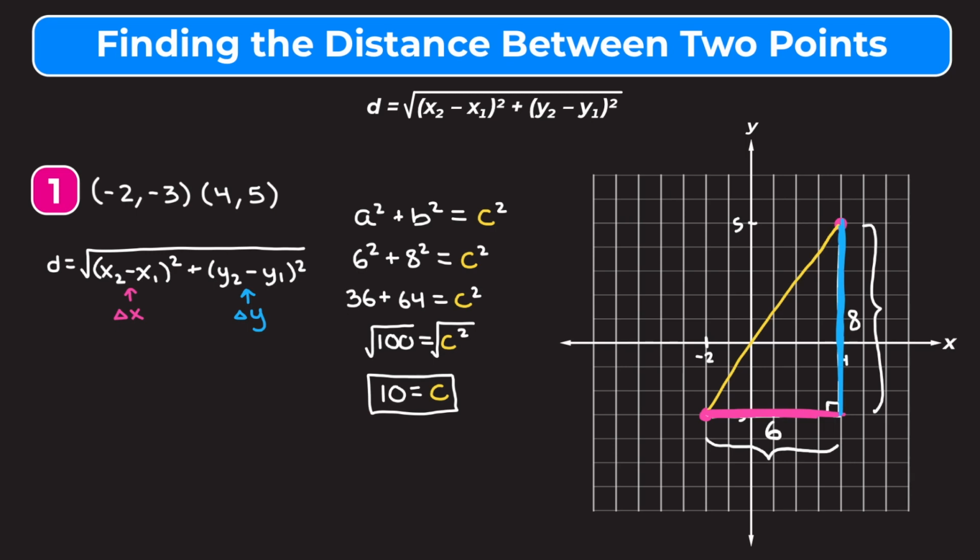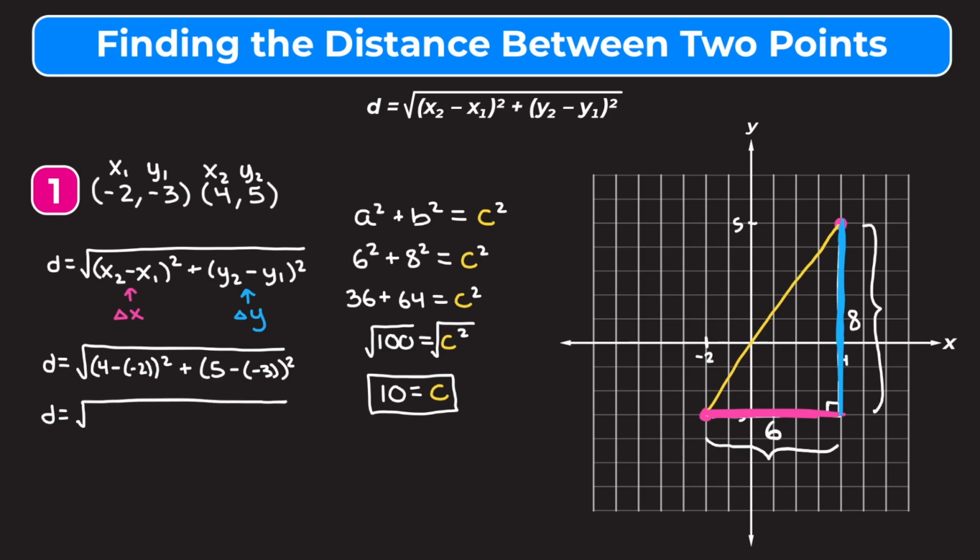So I'm just going to label our points with x1, y1, x2, y2, and now we're going to plug it into our distance equation. So d is equal to the square root of x2, which in this case is 4, minus x1 of -2, squared, plus y2, which is 5, minus y1, which is negative 3, squared. And now we're going to simplify.